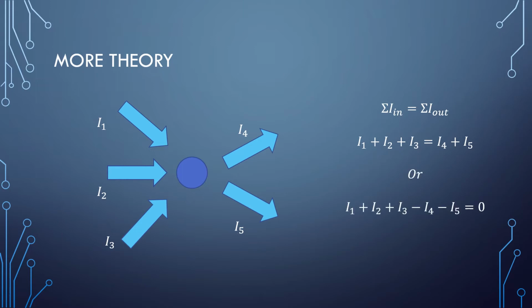Alternatively, you could write it as the sum of all currents is equal to 0, where any currents exiting the node are represented as negative quantities.